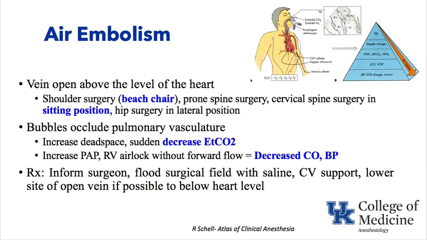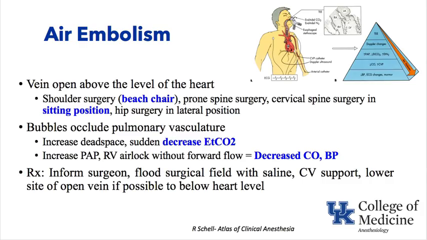There's also an increase in pulmonary artery pressure, and right ventricular airlock can occur without forward flow, with decreased cardiac output and hypotension ensuing. If an air embolism is suspected, you should inform the surgeon, flood the surgical field with saline, so that saline rather than air is entrained, support the cardiovascular system with drugs as needed, and lower the site of that open vein if possible. Get it below the level of the heart.